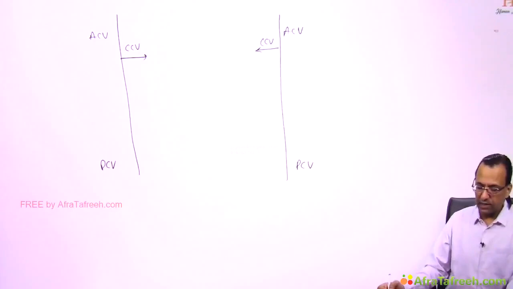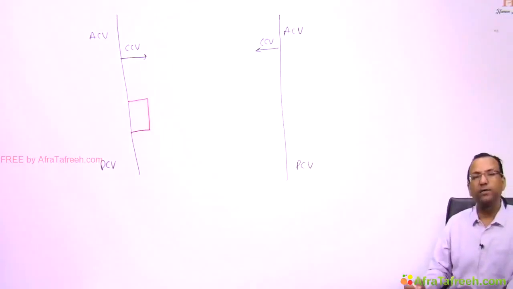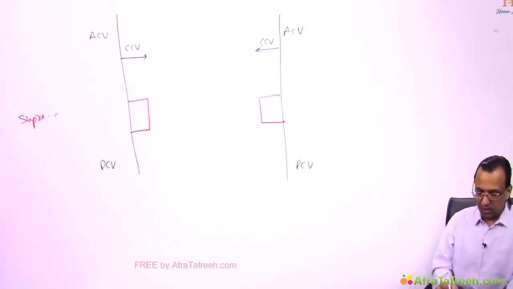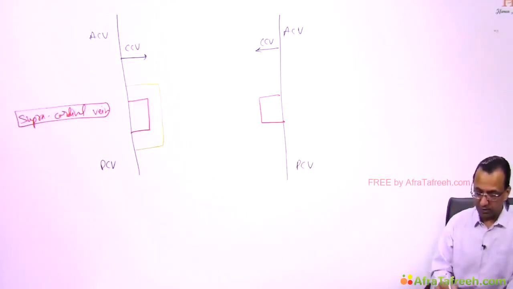Now, you will see that there are other veins also. What is this vein here? This is called the supracardinal vein. So, right side, left side. Yes, that is the supracardinal vein. Now, if that is the supracardinal vein, I think there is some subcardinal vein also. Yes, there is. You can see that here. That is the subcardinal vein.